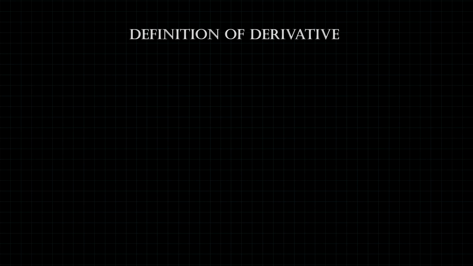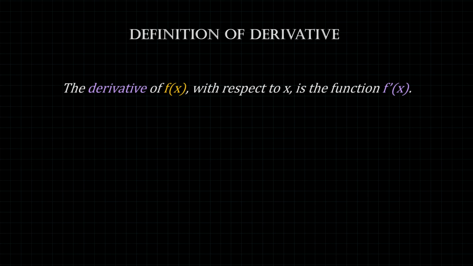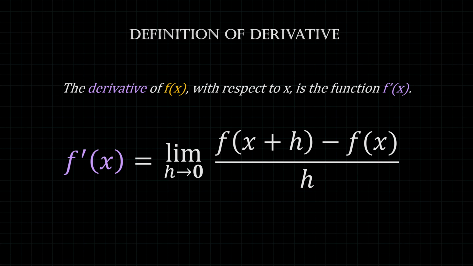Let's take a look at the actual definition of the derivative in words. It states that the derivative of a function f of x with respect to x is the function f prime of x. That makes sense. We already know that f prime of x is the derivative of f of x. But how does that sentence translate to this giant equation? This equation says that f prime of x, or the derivative, is equal to the limit as h approaches 0 of f of x plus h minus f of x all over h.